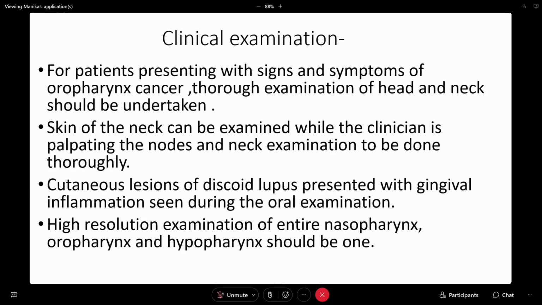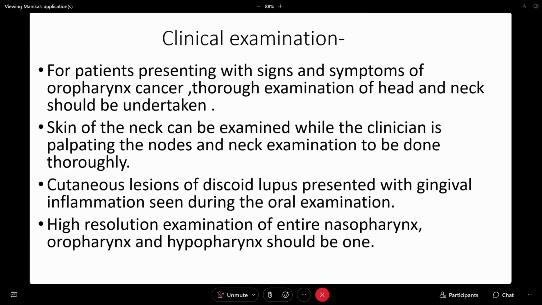The skin of the neck can be examined while the clinician is palpating the nodes, and the neck examination is to be done thoroughly. Cutaneous lesions of discoid lupus presenting with gingival inflammation should be seen during the oral examination. High resolution examination of the entire nasopharynx, oropharynx, and hypopharynx should be done.